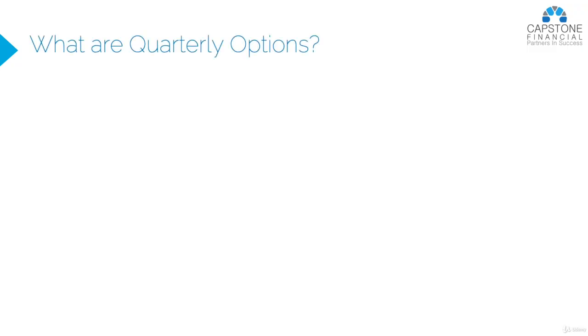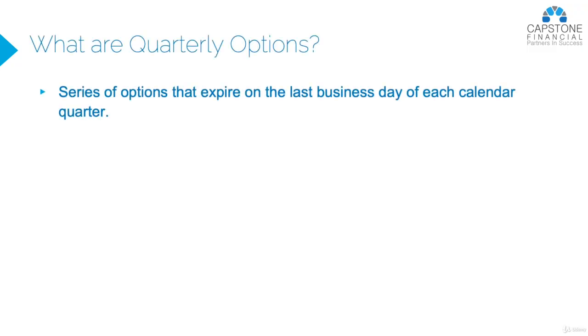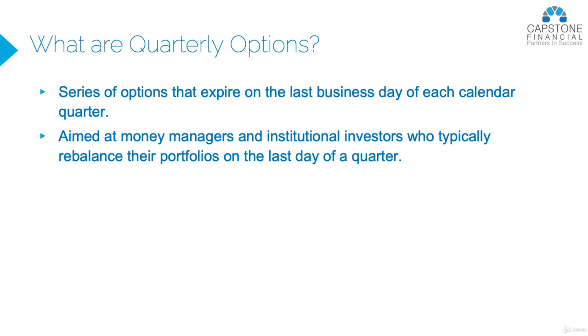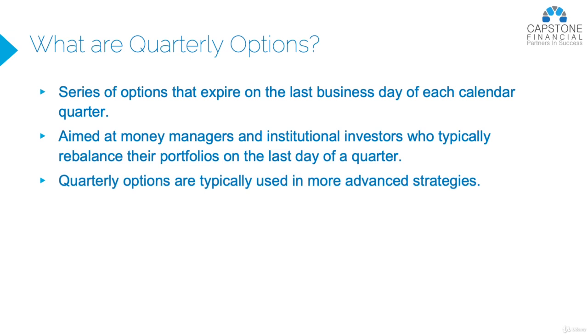Let's discuss quarterly options. A series of options that expire the last business day of each calendar quarter. These are more aimed at money managers, institutional investors. They typically rebalance their portfolios on the last day of the quarter. We are going to discuss why they use quarterlies. It usually is to hedge risk, but also to use and implement more advanced strategies on a larger portion of money.